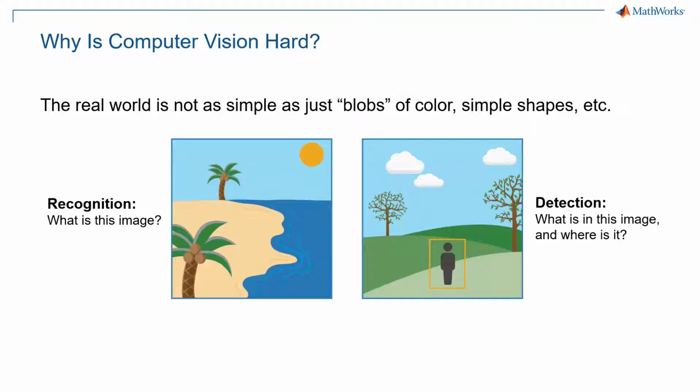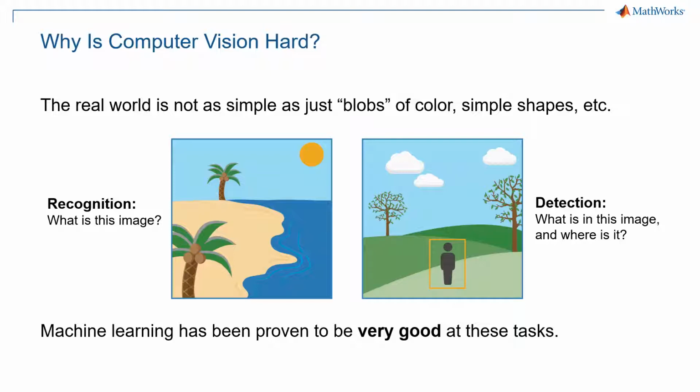On the other hand, there is detection, and that is a bit more specific. It's not just something about the image in itself, but you're looking for specific things in the image. So for instance, you might be looking for persons, for a self-driving car, for a service robot. You not only need to know whether there's a person in the image, but the exact location of the person is also important. And really for both of these techniques, machine learning has been proven to be very, very good at these tasks.